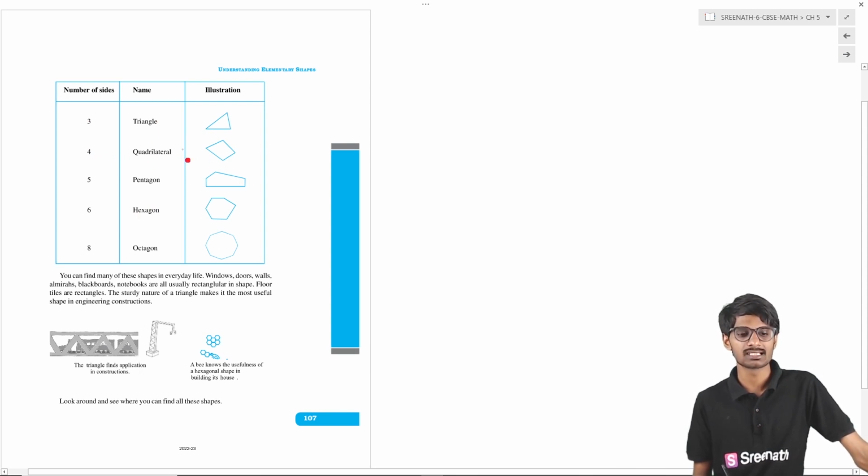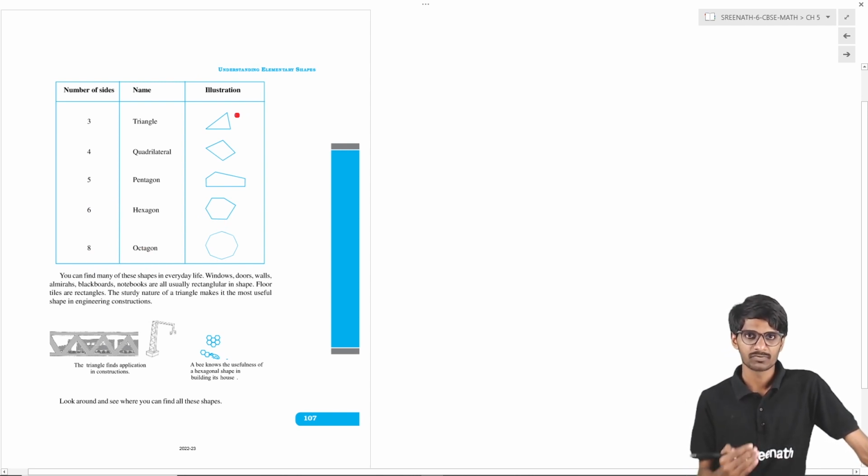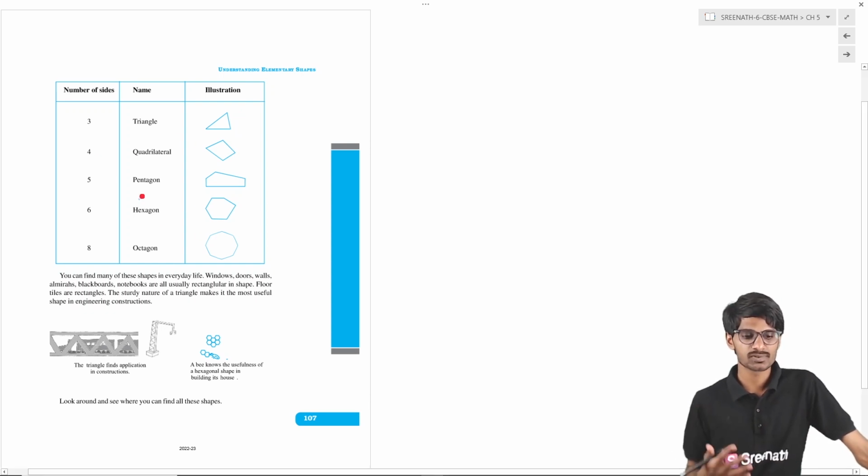If you have a polygon with five sides, it is a pentagon. It looks like this. If a polygon has six sides, it is a hexagon. It looks like this. If it has 8 sides, it is an octagon, like this. So these are the different shapes we will observe in our surroundings. All these types of shapes are very familiar to us. We will see all these shapes every hour in our day-to-day life.